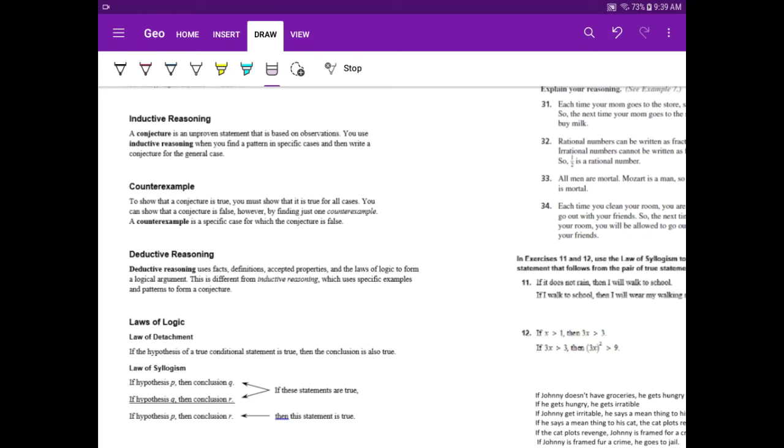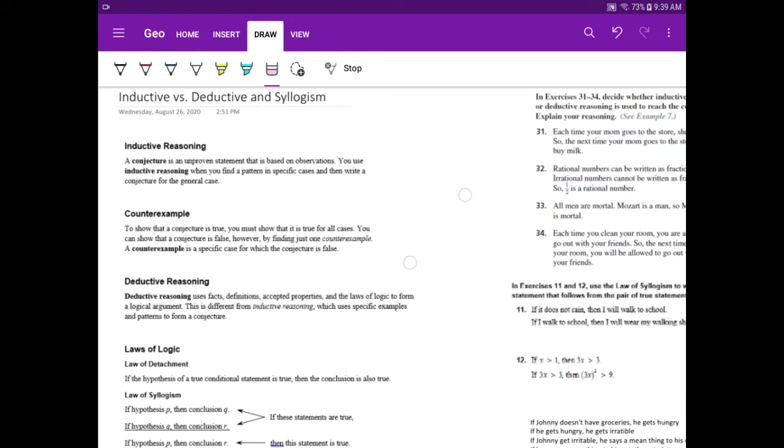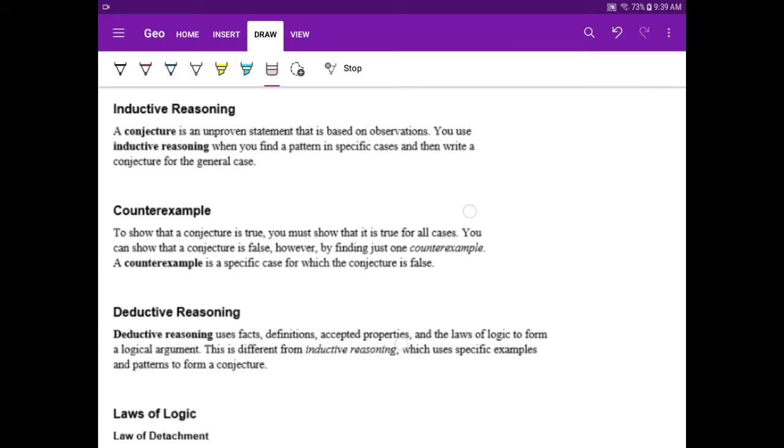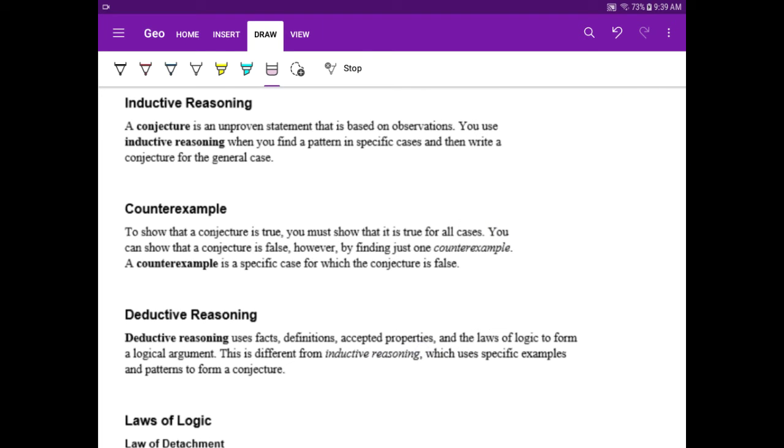Inductive and deductive reasoning. Looking at these definitions, the thing to remember is inductive reasoning uses patterns, while deductive reasoning uses facts, definitions, accepted properties, and laws of logic. And also with inductive reasoning, if you can find a counterexample, then it proves it false.